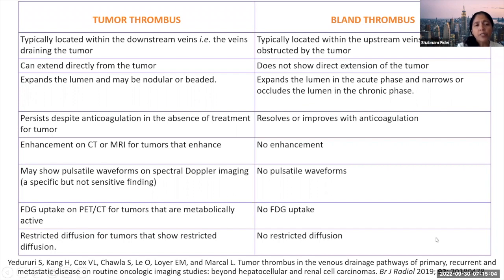If you use spectral Doppler imaging, you can show pulsatile waveforms, which is a pretty specific finding for tumor thrombus. This is not seen with bland thrombus. If you do an FDG PET for tumors that are metabolically active, tumor thrombus will show FDG activity, whereas bland thrombus does not. And then lastly, in the case of MRI, tumor thrombus can show restricted diffusion, whereas bland thrombus does not.